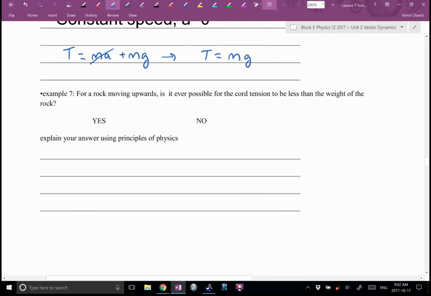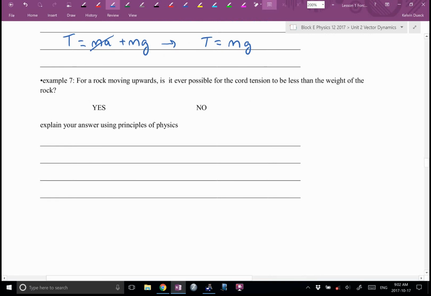Okay. For a rock moving upwards, same situation, is it ever possible for tension to be less than gravity? Less than the weight. Ooh. I've just shown that it's possible for it to be equal, and therefore not greater than. Can it ever be less than?